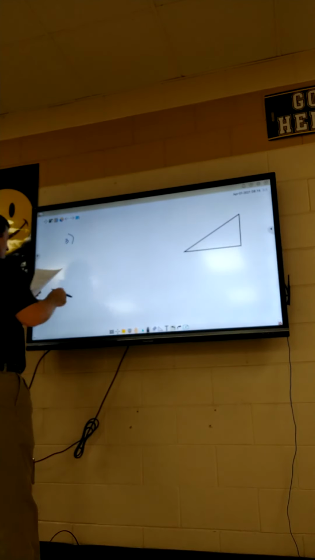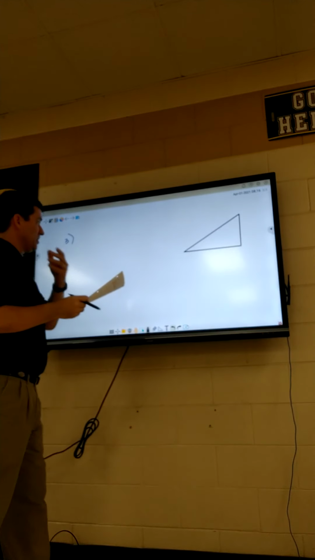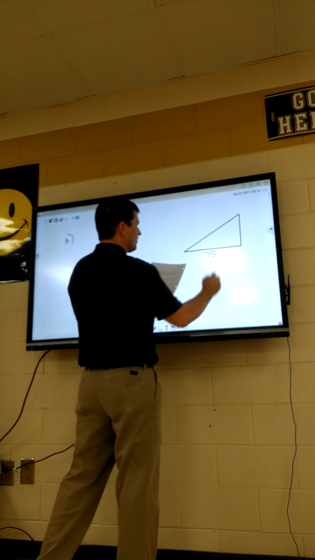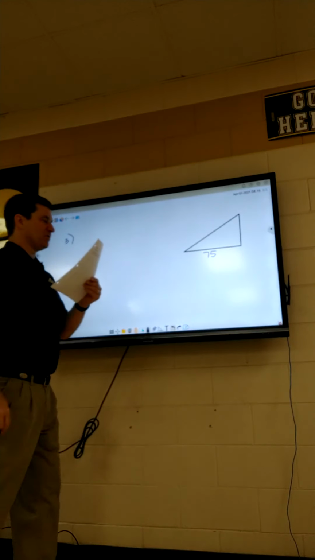It seems like we always have a lot of confusion when it talks about the shadow. The shadow is always on the ground, so if the shadow is 75 feet long, 75 goes on the bottom. Angle of elevation is 34.